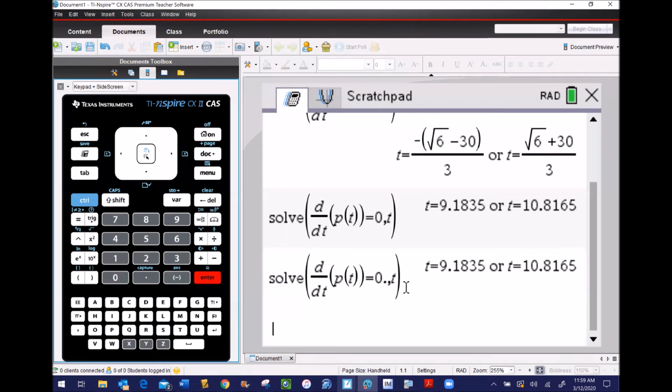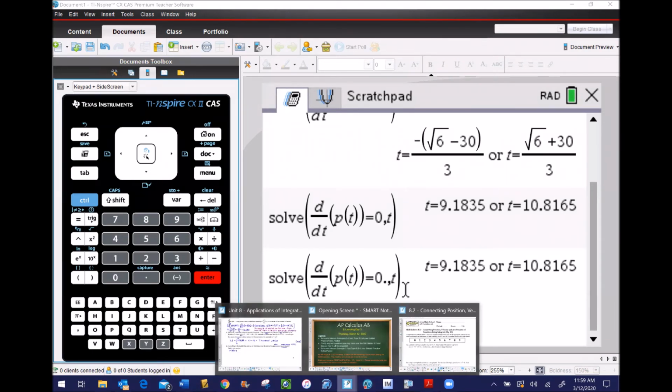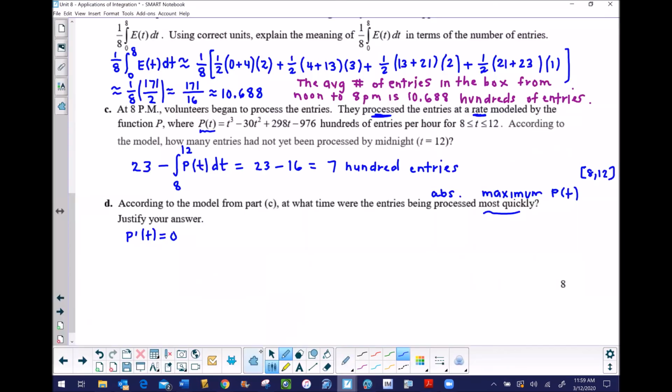So those are the two critical values. So let's write those down so we don't lose track of them. So P of t we know is equal to 0 when t is approximately 9.1835. I'm going to go to 4 decimal places just so that I have really good accuracy for my final answer. And then I have to remember that I have to test the endpoints as well, right?